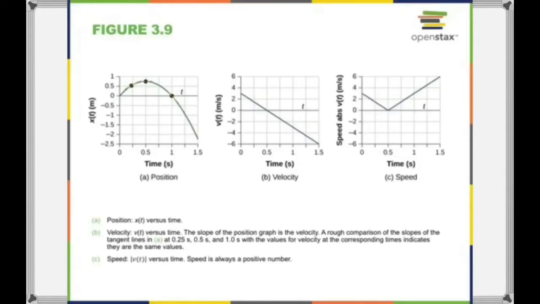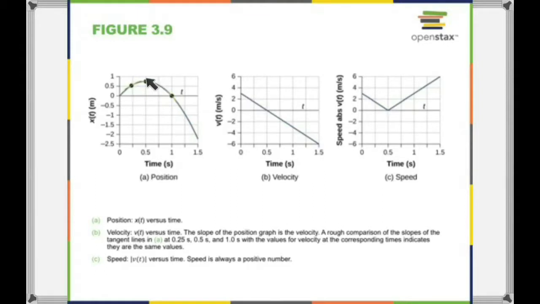Take a look at those graphs. All these are taken from your OpenStax free textbook, remember. That's a position time graph, that's a velocity time graph, and that's a speed time graph. Speed is the absolute value of velocity, isn't it? Speed is just the magnitude. You see the difference.